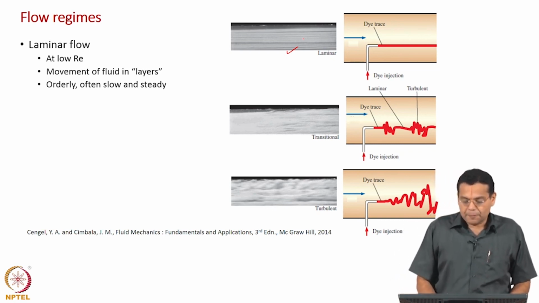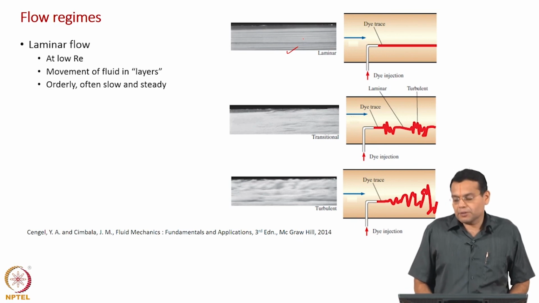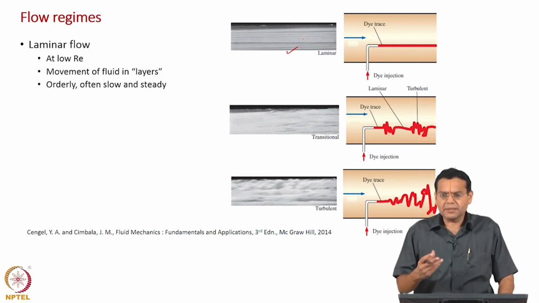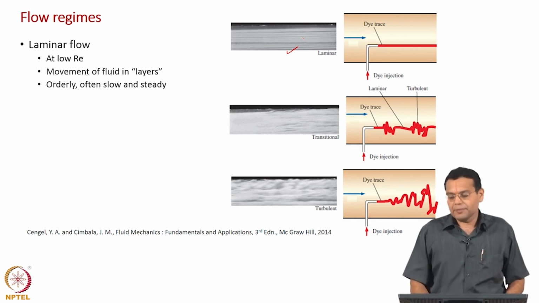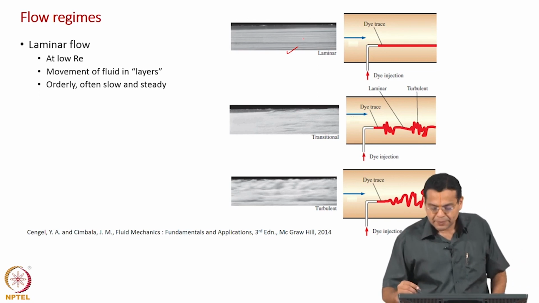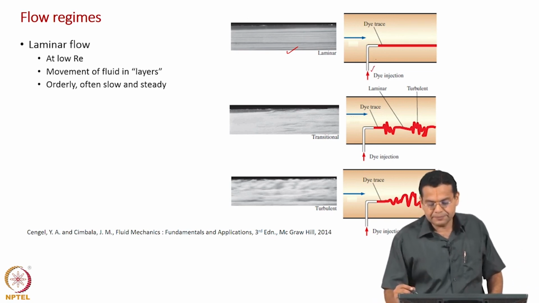Now, remember we discussed different techniques of flow visualization. We discussed streamlines, path lines, streak lines, and we said experimentally if you want to visualize flow, we measure the streak lines. How do we measure streak lines? By injecting a dye, and that is what is shown here. A dye is injected and the streak lines are observed.